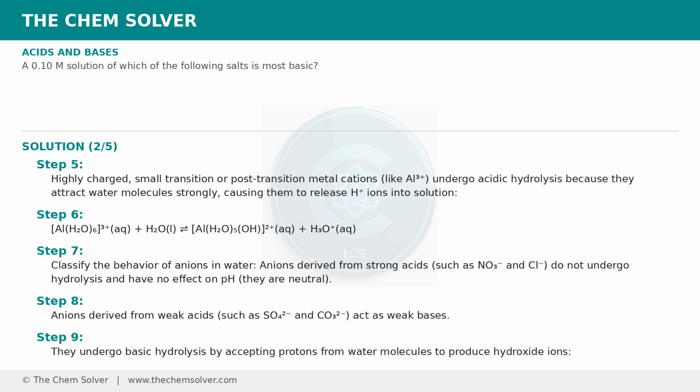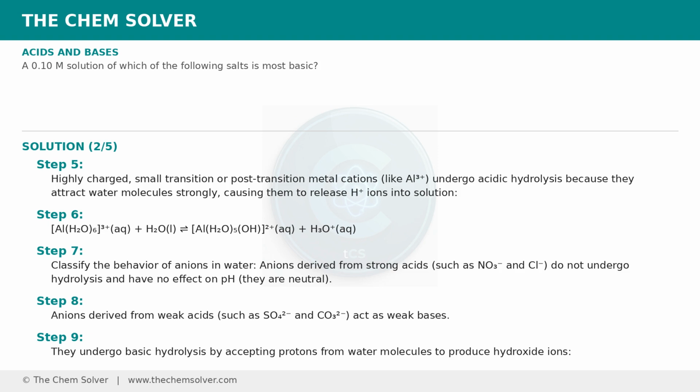Highly charged, small transition or post-transition metal cations, like Al3+, undergo acidic hydrolysis because they attract water molecules strongly, causing them to release H+ ions into solution. [Al(H2O)6]3+ + H2O is in equilibrium with [Al(H2O)5OH]2+ + H3O+.